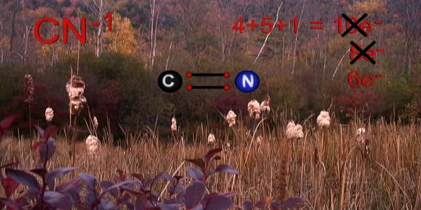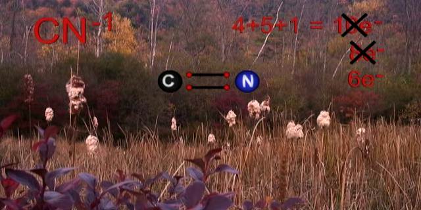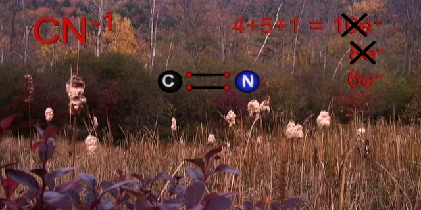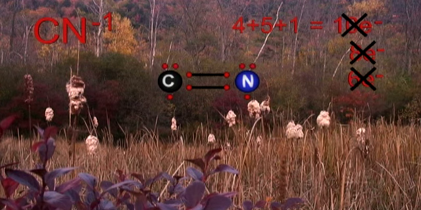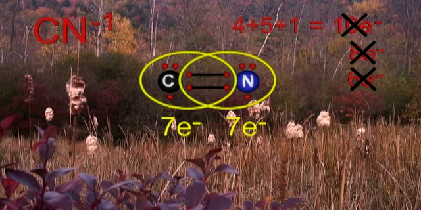Thus, let's try to place 2 more electrons between the 2 atoms, creating a double bond. Now we have used 4 electrons with 6 remaining. Placing 3 electrons on each atom means that each atom now has 7 valence electrons, which is closer to our goal of 8.